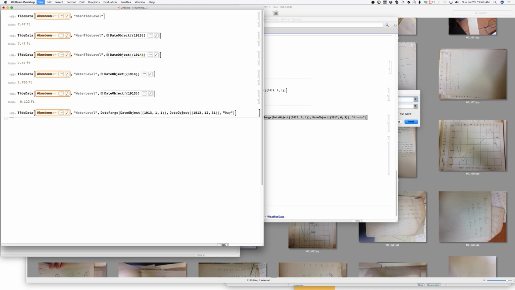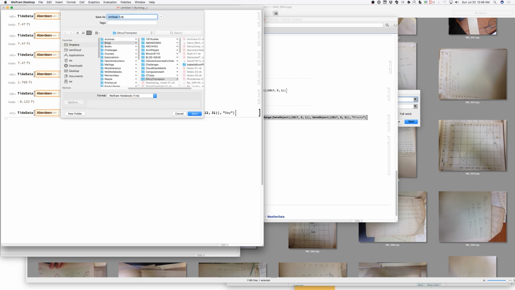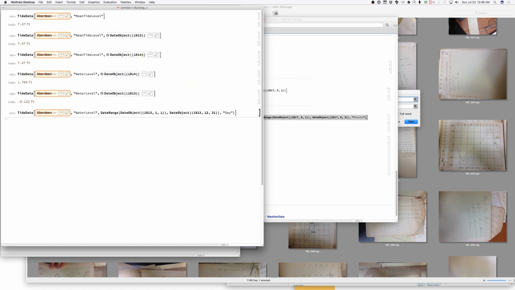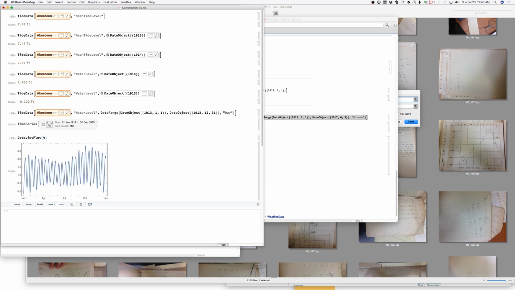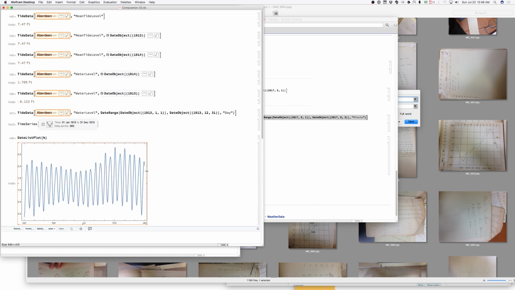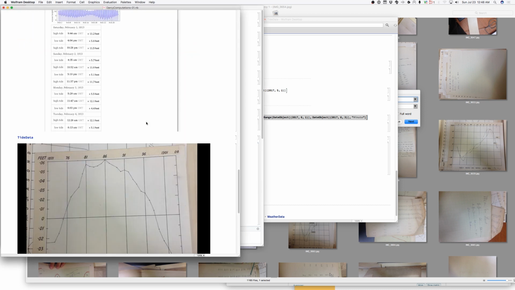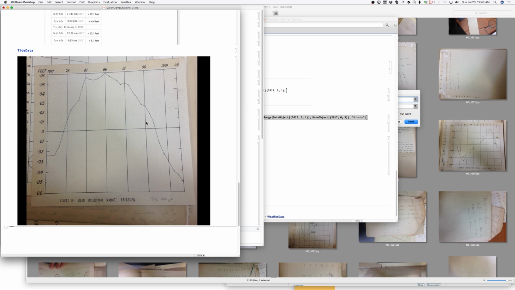I don't know how difficult this is to compute. Oops. Okay. Wow, okay. It is kind of remarkable that one could just type in something and find out what the tide was like in Aberdeen in 1913.